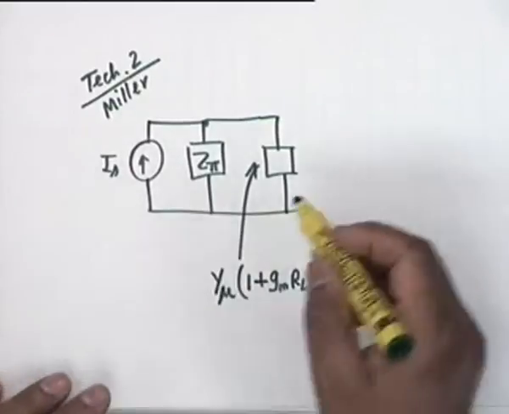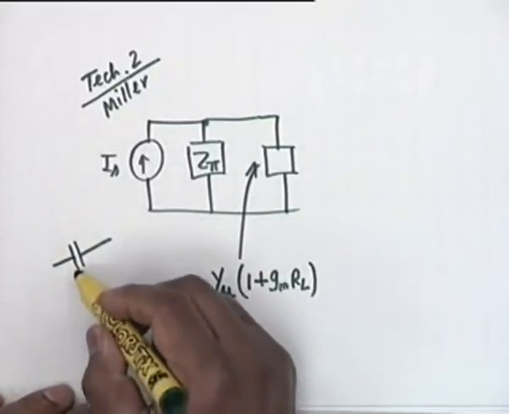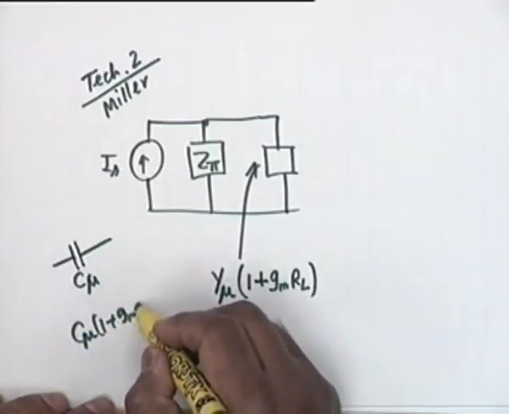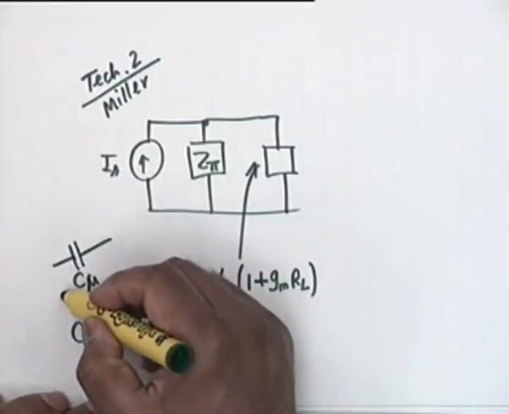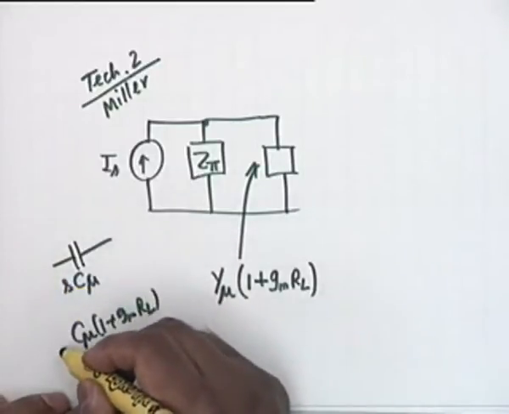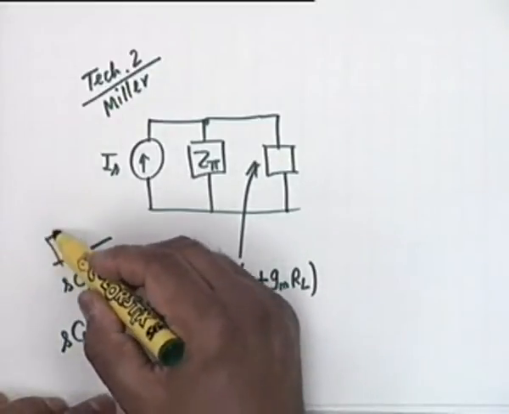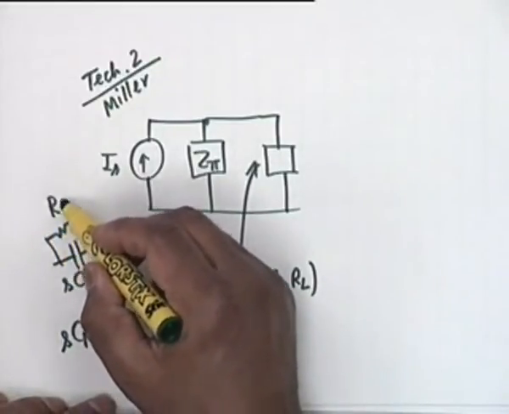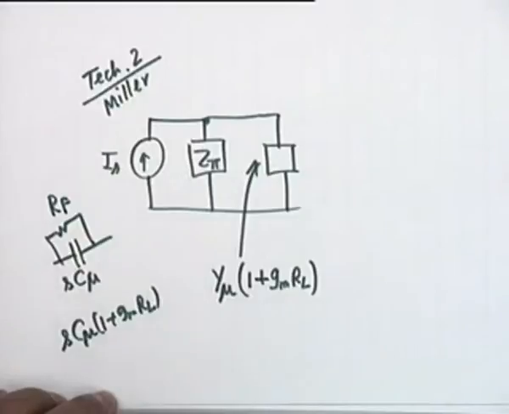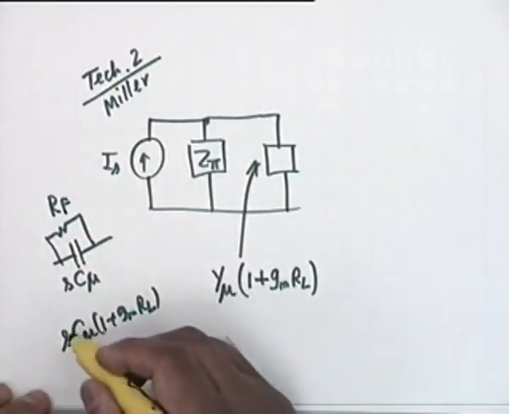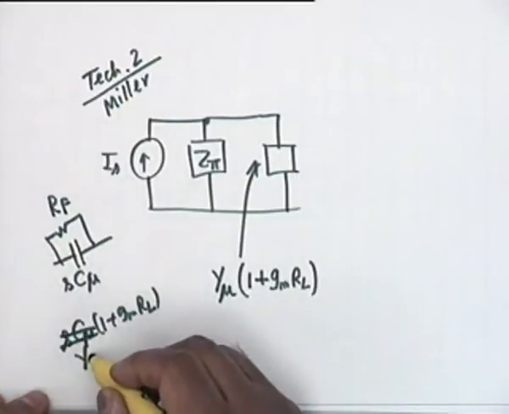Okay. If it was a C mu, how do you reflect this? It becomes C mu times (1 plus GMRL). And therefore, this admittance S C mu reflects as S C mu times this. Instead of S C mu, I have a parallel connection of S C mu and RF. And therefore, the admittance is GF plus S C mu. Therefore, this shall be replaced by Y mu.